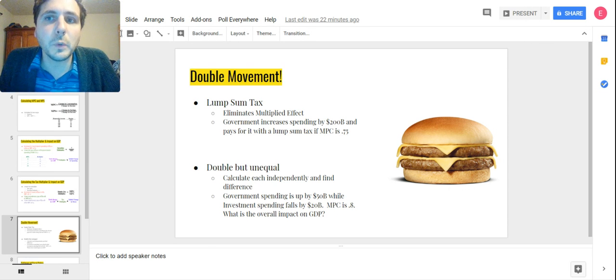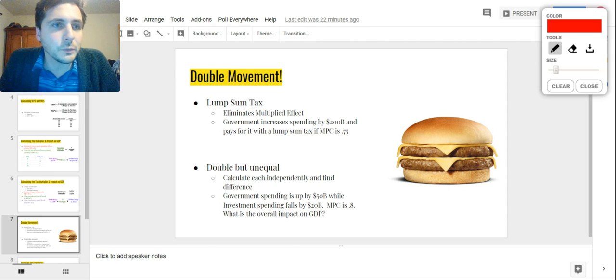Okay, so the first one I want to talk about is lump sum tax. Whenever you have a lump sum tax, it looks really complex, but there's a huge shortcut that can save you about a minute plus of time on the test if you know it. All right, so we have lump sum tax. This simply means that government spending is going up by the same amount as taxes.